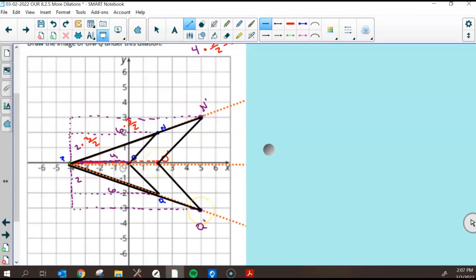Why did P not change? Why didn't P change? Leah? Yeah, because it's the center. It's the center of dilation. It's a point on the figure, but it's also the center. Everything expands and contracts from that point.